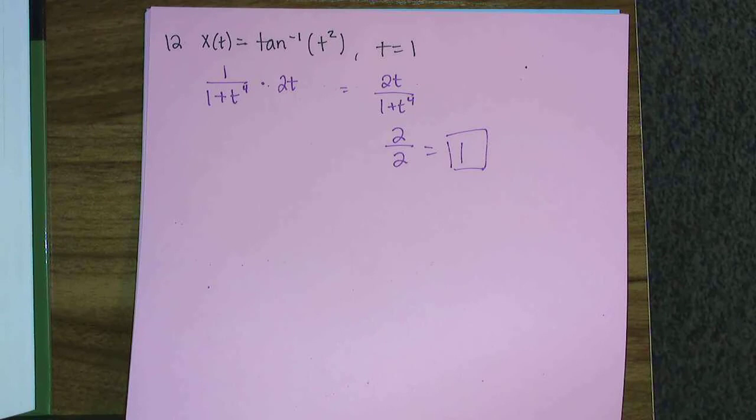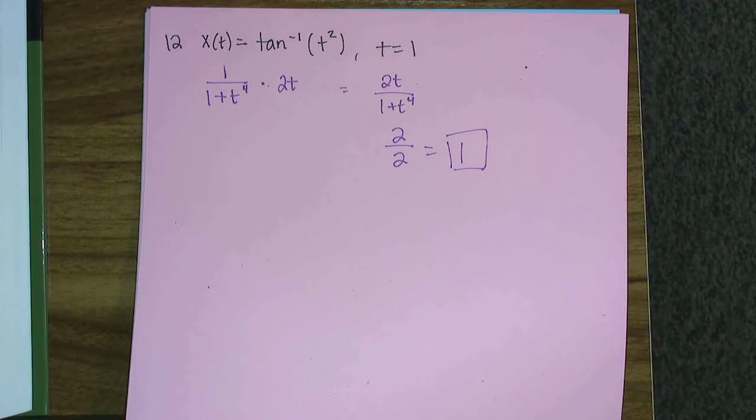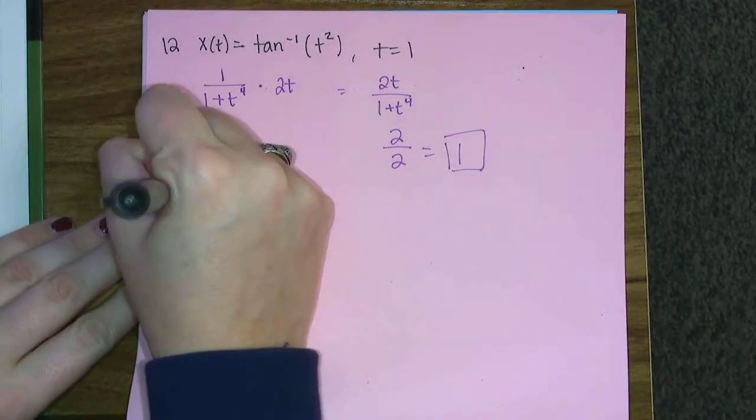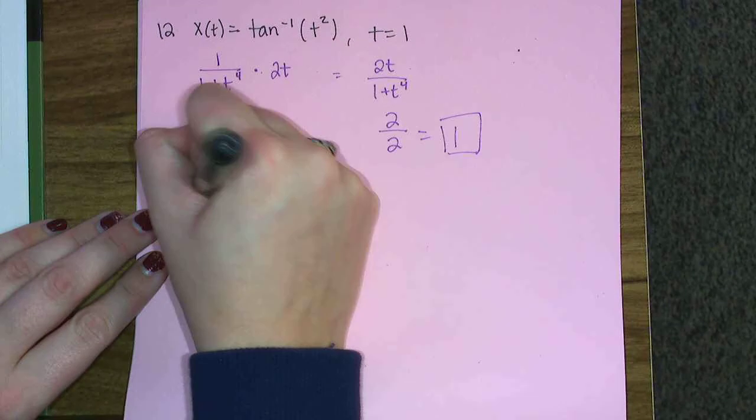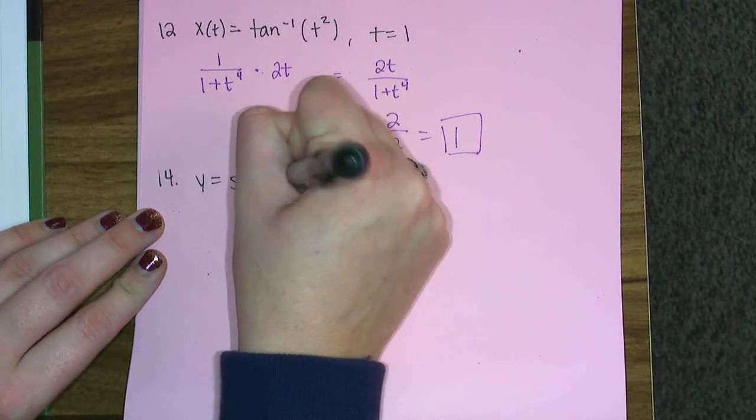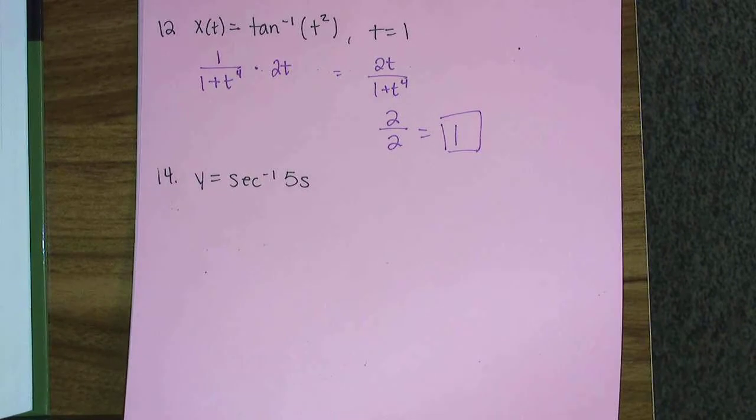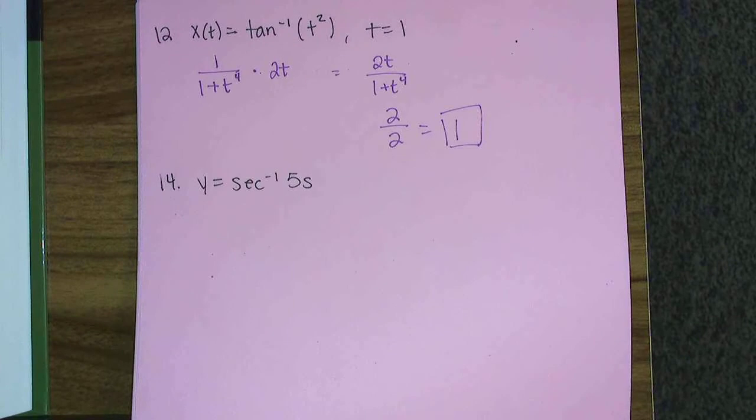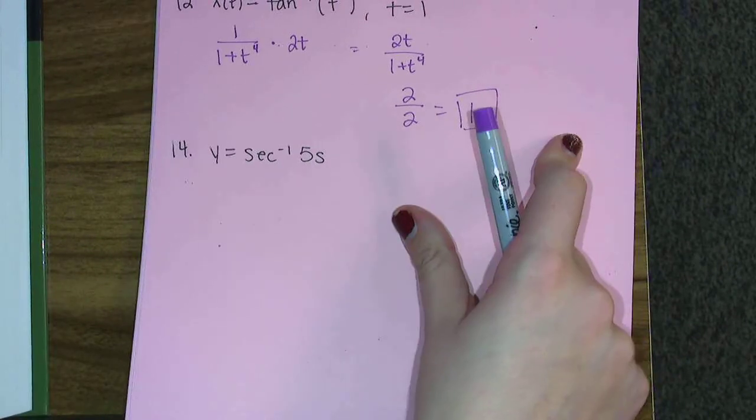Let's see. Trying to think of which ones we already did, trying to get a variety. So we did a cosecant, a cosine, a sine, and a tangent. Let's do secant, so let's do 14. So y is equal to the arcsecant of 5s. And so then what does this give us here?